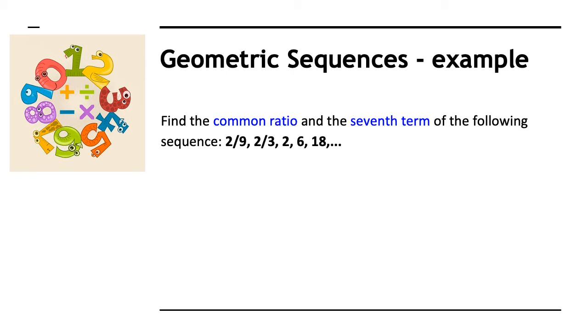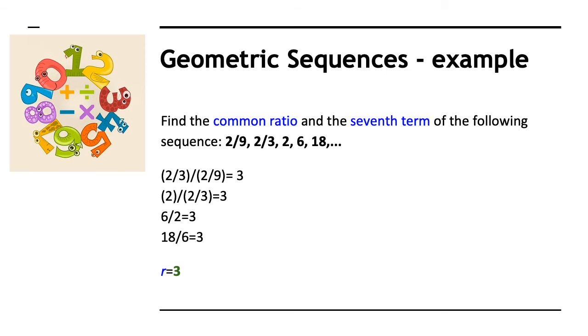Let's try an example of a geometric sequence. Let's find the common ratio and the 7th term of the following sequence: 2/9, 2/3, 2, 6, 18, and so forth. To find the common ratio, I have to divide a successive pair of terms. It doesn't matter which pair I pick, as long as they're right next to each other. To be thorough, I'll do all of the divisions.